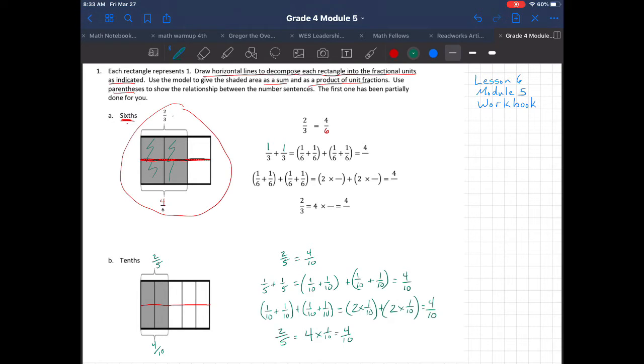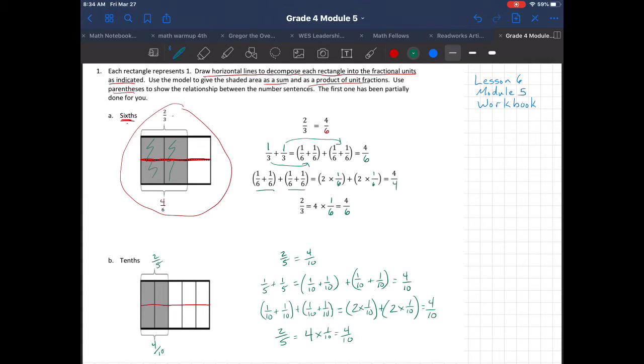And then they're basically saying that each 1/3 can be thought of as a sixth plus a sixth. And altogether that is 4/6. And then they write out these 1/6 again. The 1/6 plus 1/6 and the other 1/6 plus 1/6 could be thought of as 2 times 1/6, because there's 2 of them. And 2 times 1/6, and that again is 4/6. Or we could put all those sixths together. 4 times 1/6 is 4/6.